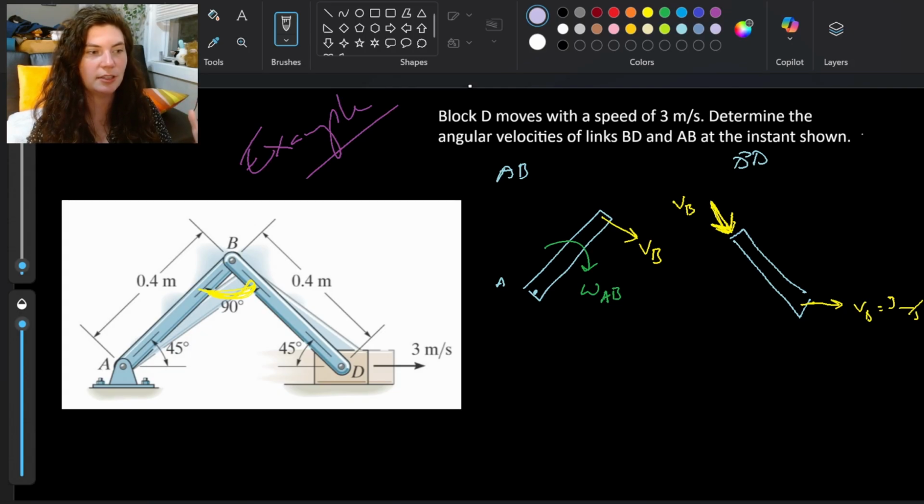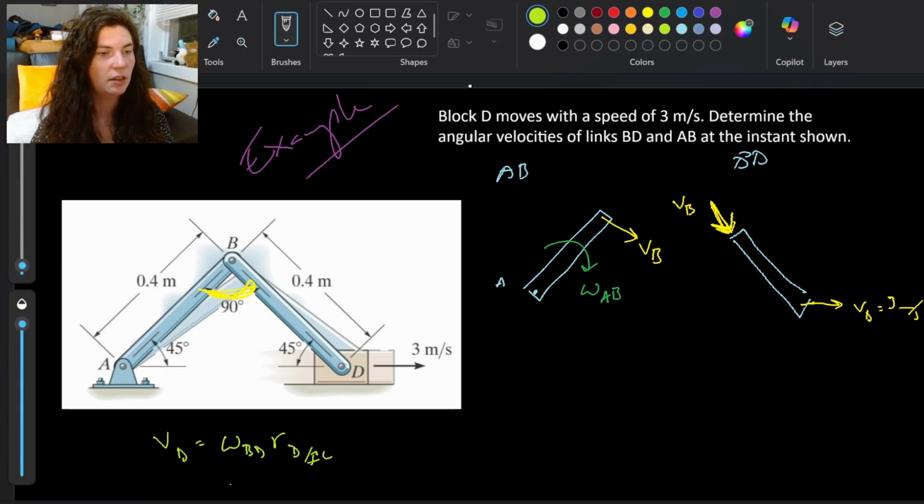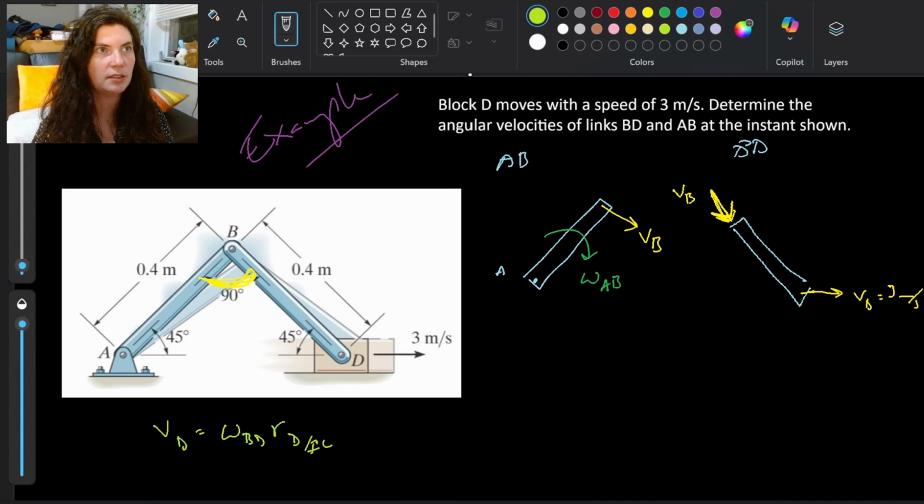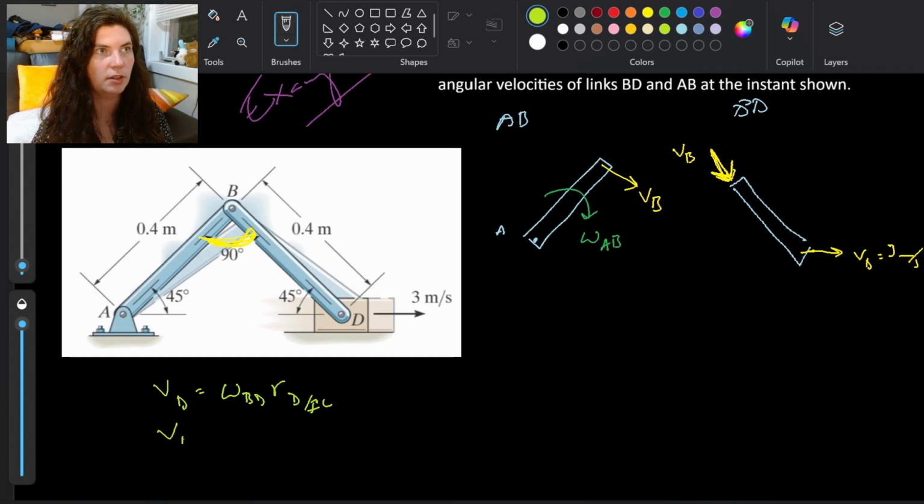We're finding our IC relationship so that we can find these angular velocities, because we know that we have those relationships where we can say V_D equals omega_BD times R_D with respect to IC. Or we could do it with B, depending on what approach is going to work for us. So V_B equals omega_BD times R_B with respect to IC. And that's B, that's BD, that's D.